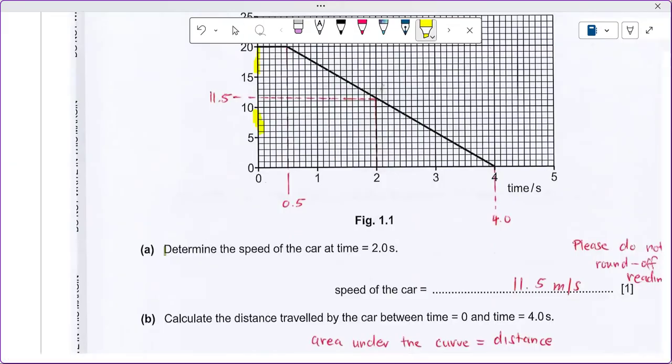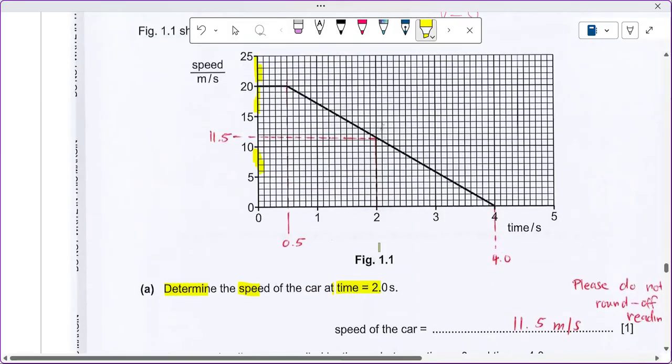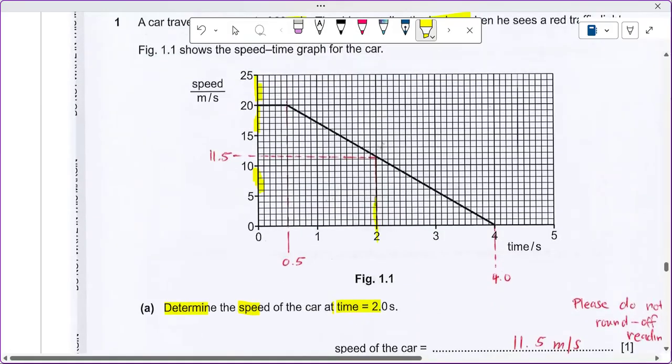This is very direct. Determine the speed of the car at t equals 2 seconds. So I go to 2 seconds. I interpolate like so, right? I take my dash lines, interpolate up until I hit that. That's 2 seconds. Then I take a look at how it's corresponding on the other side because they asked me about the speed. And I read.